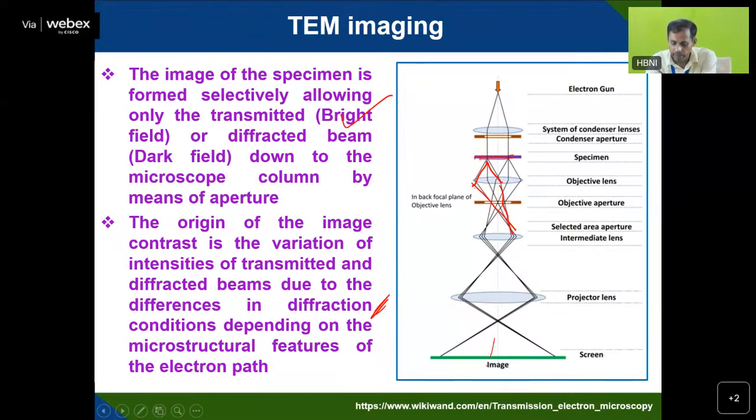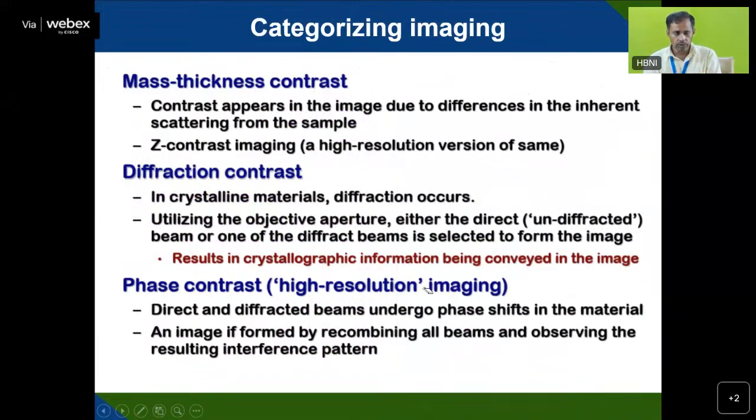So if you are using the diffracted beam, then you will get dark field images. Based on these two techniques, you are able to see the final image on the screen. There are different types of imaging that you can do. One is mass thickness contrast. Depending on the mass, the Z value, Z contrast imaging is possible.